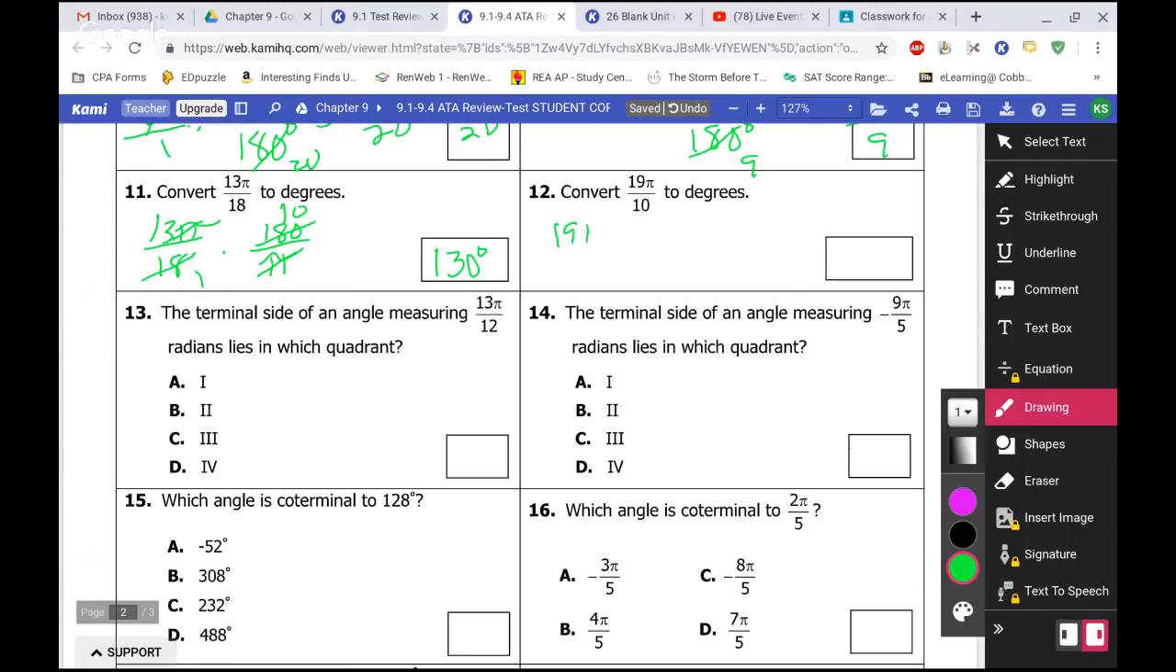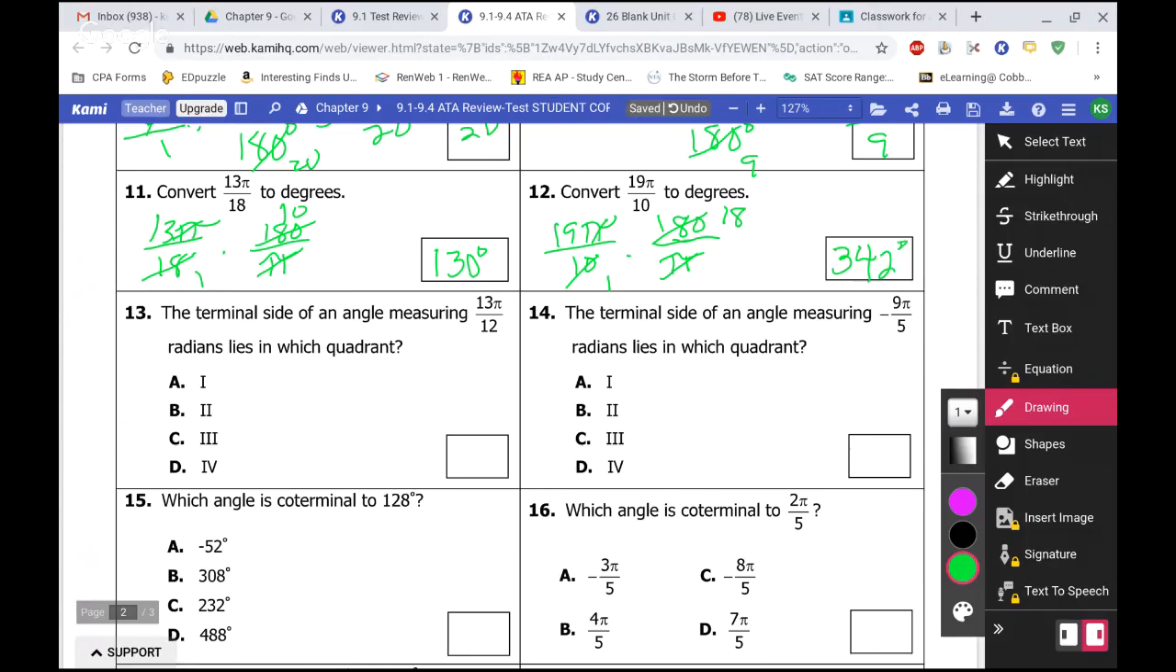Convert 19 pi over 10 to degrees. Once again, we want to get rid of that pi measurement, so it goes in our denominator. 10 goes into itself 1 time. It goes into 180 18 times. And 18 times 19 is 342 degrees.